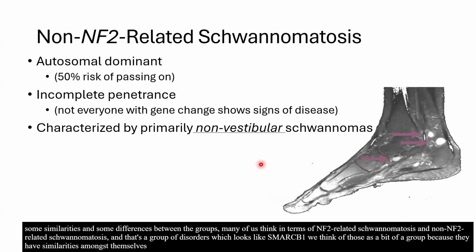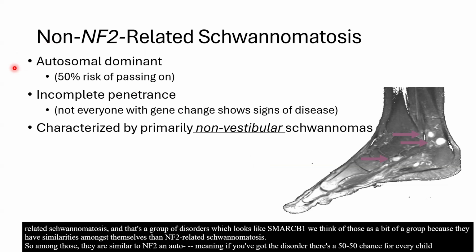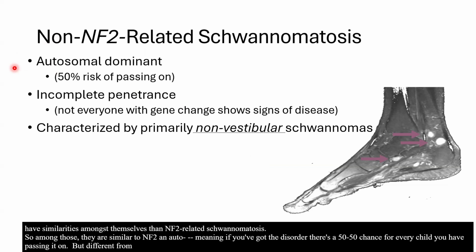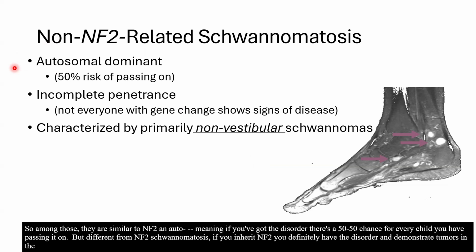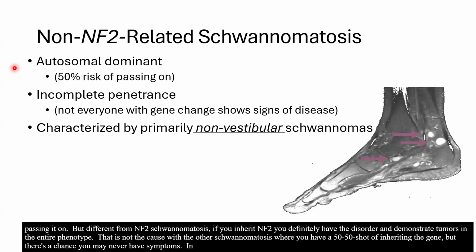schwannomatosis. So among those, they are similar to NF2, an autosomal dominant group of disorders, meaning if you've got the disorder, there's a 50-50 chance for every child you have of passing it on. But different from NF2-related schwannomatosis, if you inherit NF2, you definitely have the disorder and demonstrate tumors and the entire phenotype. That is not the case with the other schwannomatoses, where you have a 50-50 shot of inheriting the gene mutation from your parent, but there's a chance that you may never have symptoms. In genetics, we call it penetrance if you have symptoms of a gene change. And so in this case, we say that this has incomplete penetrance, which is different from NF2-related schwannomatosis.